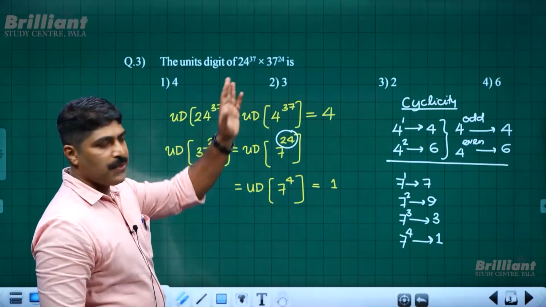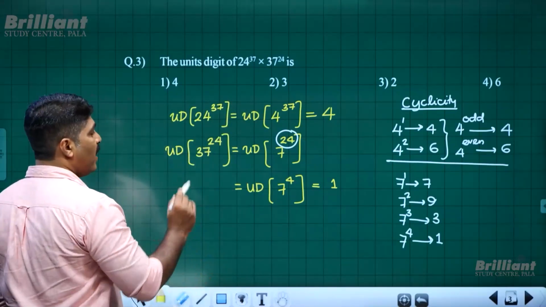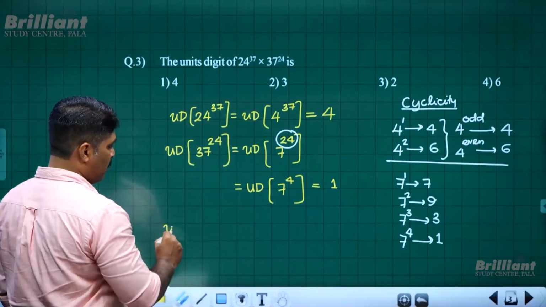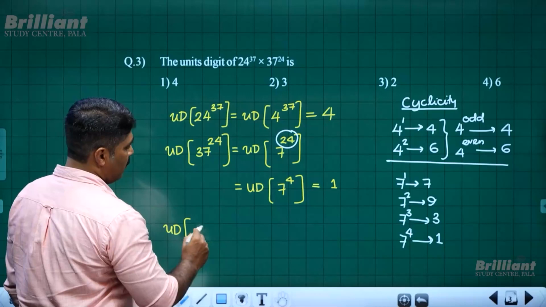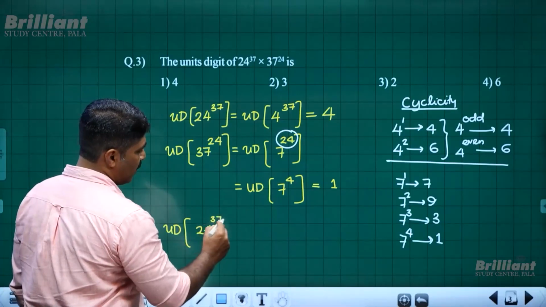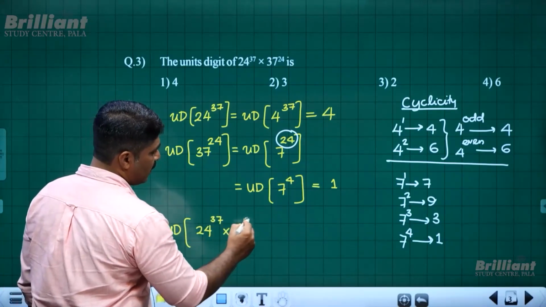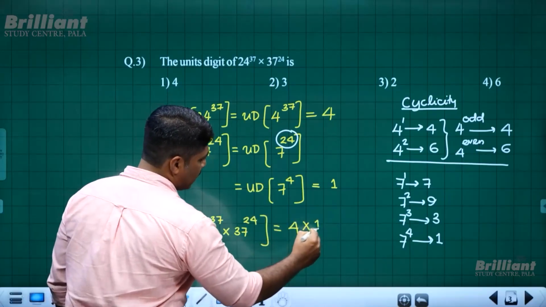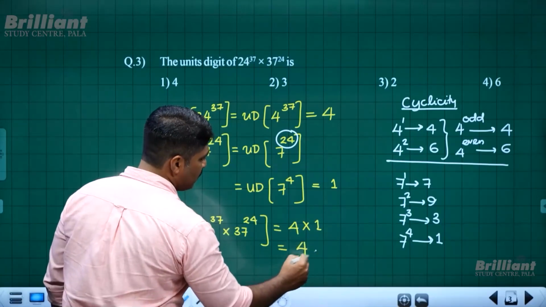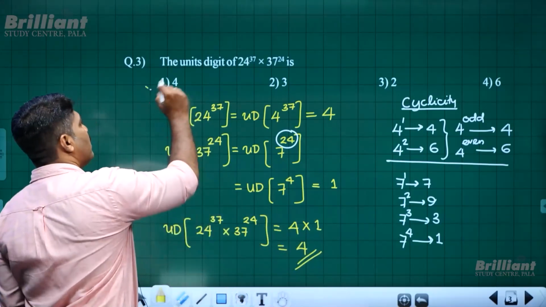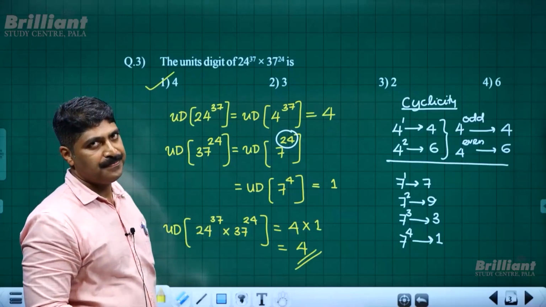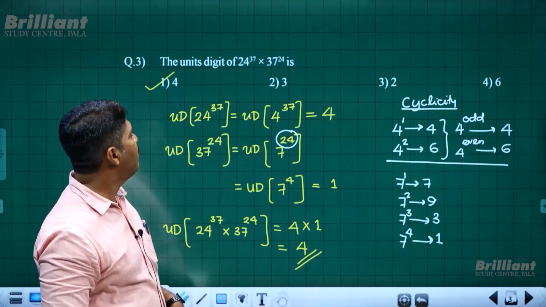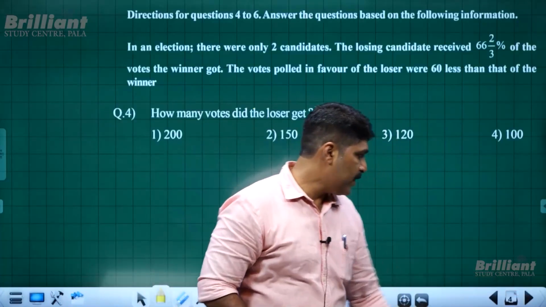Now we can move to the original question. Here we have to find the unit digit of this product, 24 raised to 37 into 37 raised to 24. We got the first value, its unit digit is 4, and that of the second one is 1. Therefore the product becomes 4 itself. So the answer is option 1. This is an interesting way to reach the conclusion for the unit digit of such numbers. Now move to the next question.